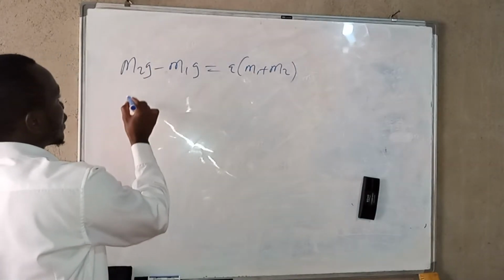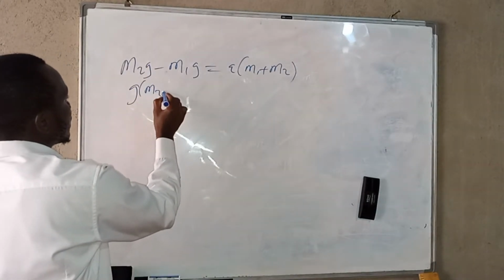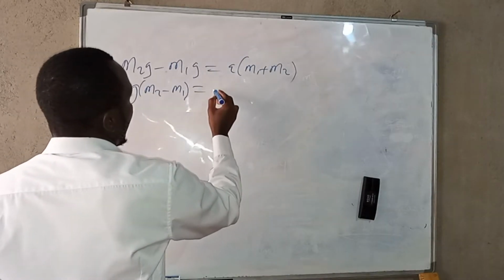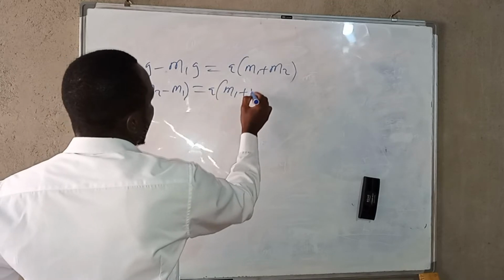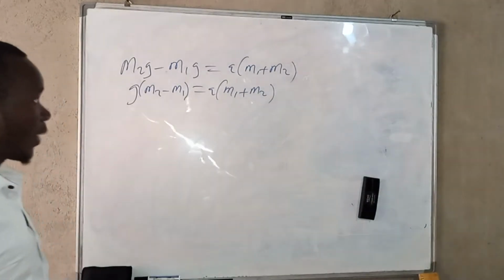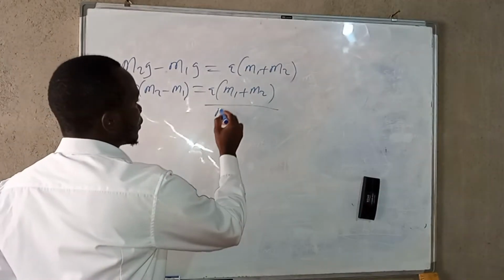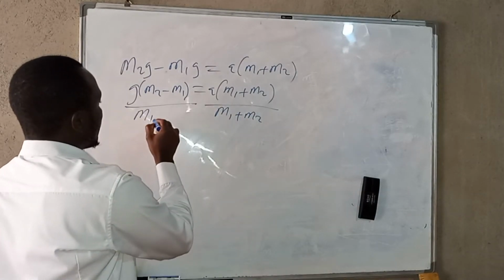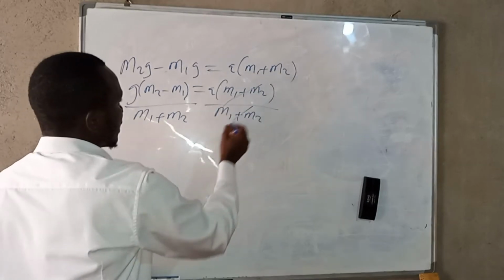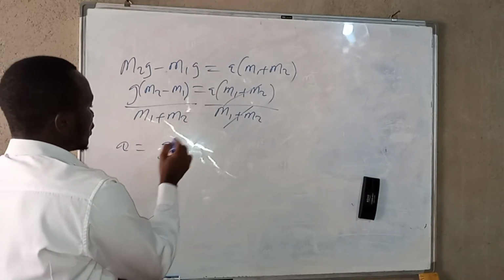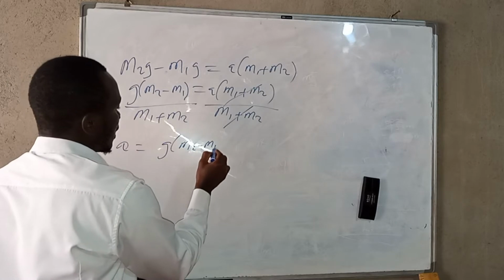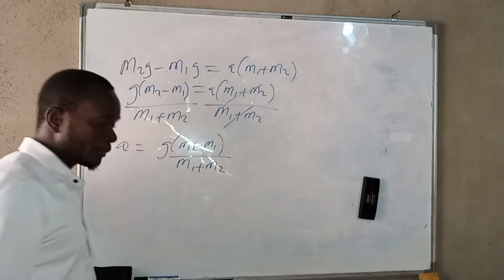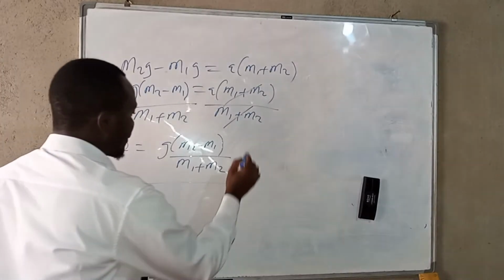On this side, g is common, so we can even factor it out, giving g times m2 minus m1, equal to a times m1 plus m2. Since we want acceleration, we divide through by m1 plus m2, so that these cancel, and what we're going to have is g times m2 minus m1 over m1 plus m2. So this is the expression for acceleration.